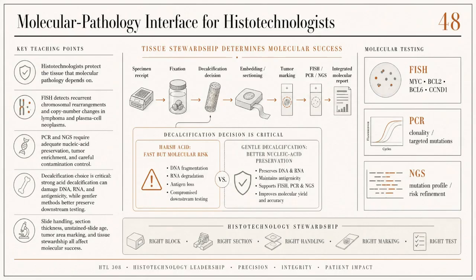Histotechnologists must balance the need for adequate material against preserving diagnostic morphology for immunohistochemistry and flow cytometry, which often complement molecular findings. Awareness of these workflow intricacies helps prevent common pitfalls such as sample exhaustion, poor nucleic acid yield, or compromised staining quality. Ultimately, histotechnologists play an indispensable role in bridging morphology and molecular diagnostics. By mastering the technical nuances of specimen processing and understanding the clinical significance of molecular tests, you contribute directly to accurate diagnoses and personalized patient care in hematopathology.